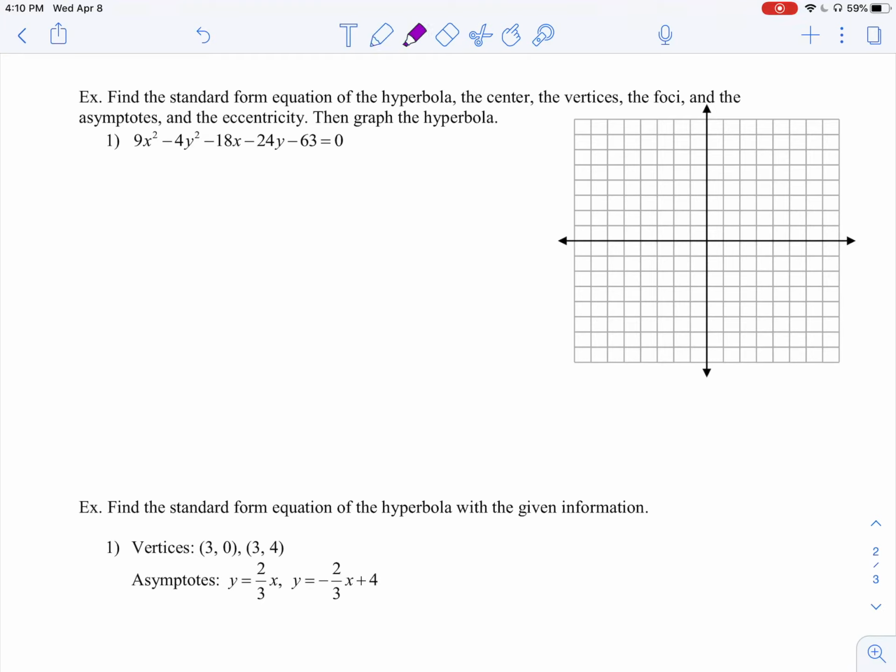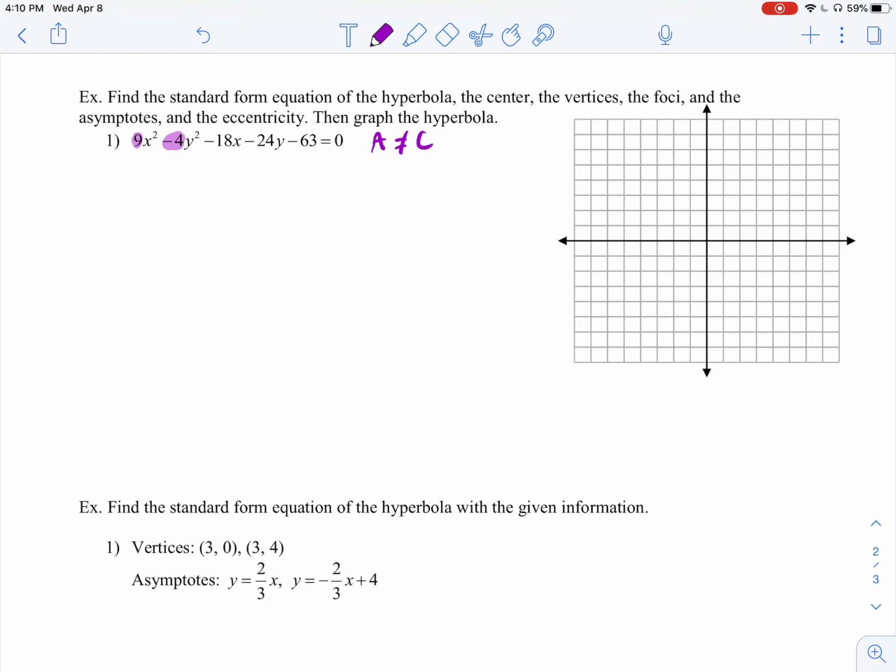Well, if you recall from our previous lessons, we would look at our A and our C values specifically. In other words, the coefficient in front of the x squared and the coefficient in front of the y squared. Now, let's look at what we have here. Our A and C values are not equal to each other. So that rules out it being a circle. Neither of them are 0, so that rules out it being a parabola. And that leaves us with either an ellipse or a hyperbola.